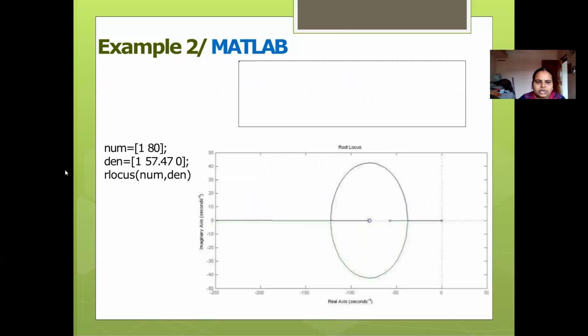Then with one more example here, the numerator is given as 180, then the denominator is 1 comma 57.47 with a 0, then rlocus numerator comma denominator, and you will get the graph like this. All poles exist towards the left hand side of the imaginary axis. So we can tell that it is a stable system.